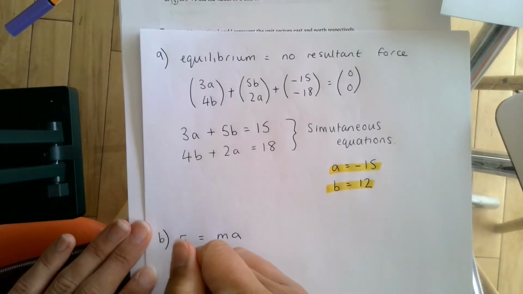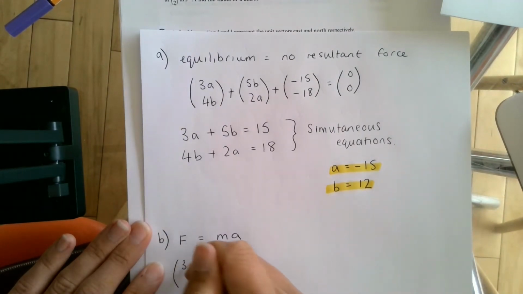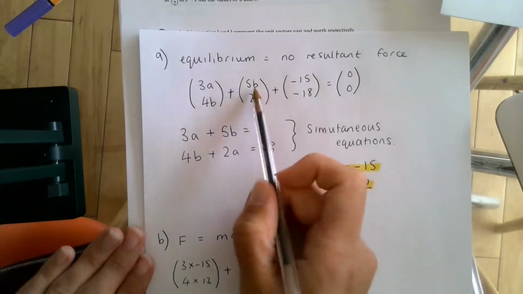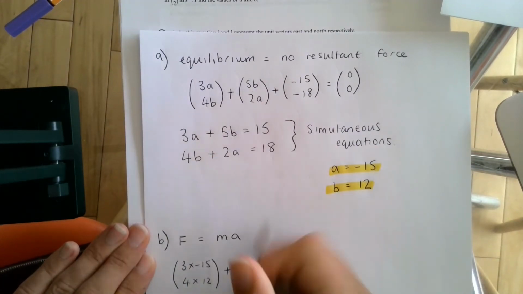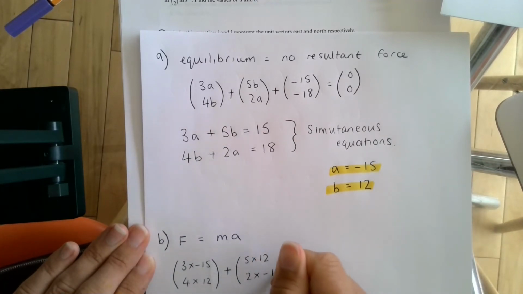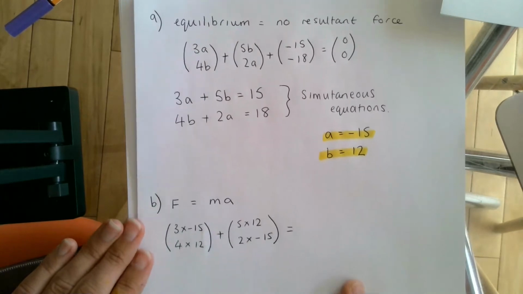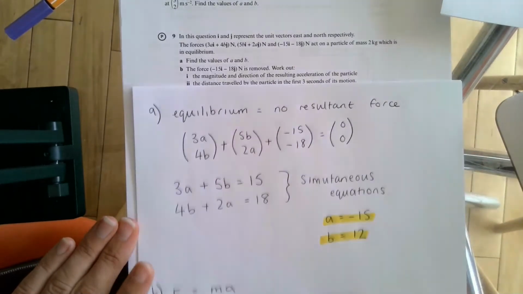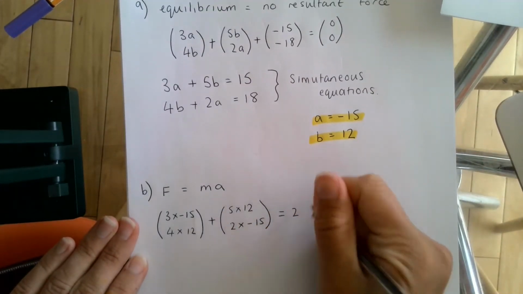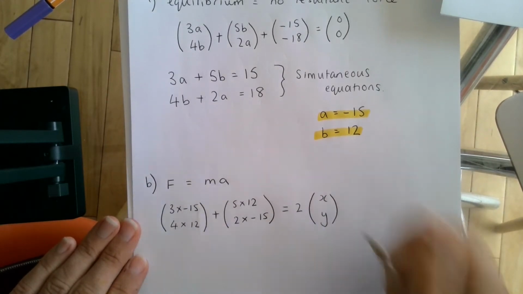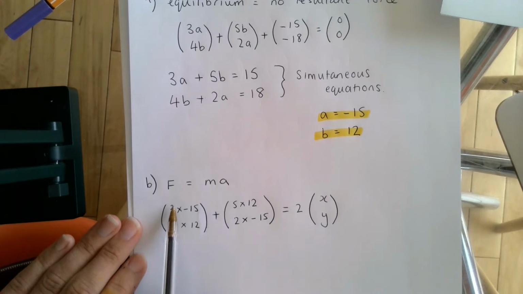So if I do 3a, that's 3 times minus 15, and 4b, 4 times 12, and I add to the other force that is acting, which is 5b at the top, so 5 times 12, 2a at the bottom, 2 times minus 15, then my answer is equal to the mass, which we know from the question is 2 kilograms, times the acceleration, which is what we're trying to find out. So I'm going to, for now, use x and y to represent the acceleration. Well, let's multiply out here.